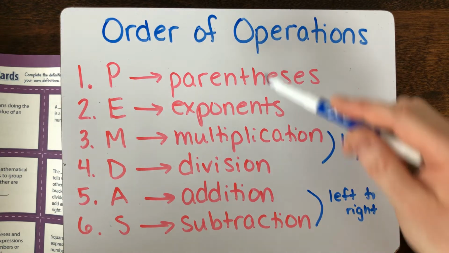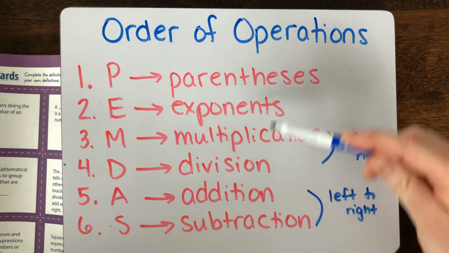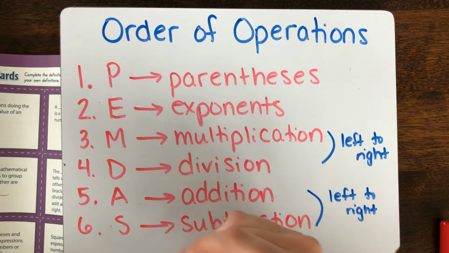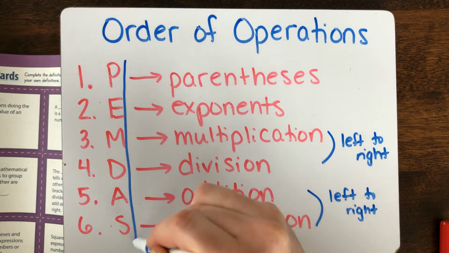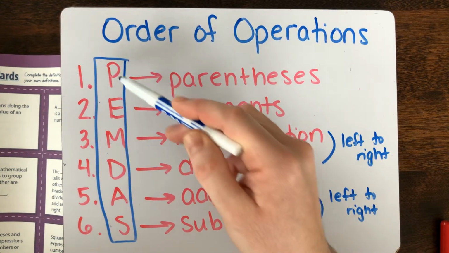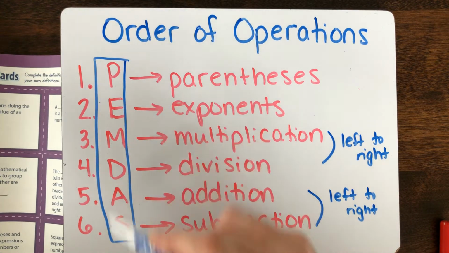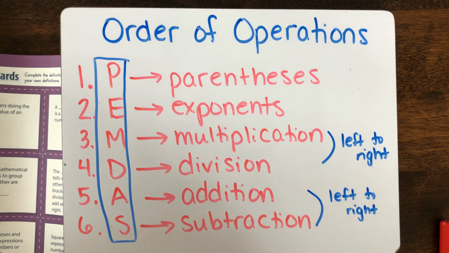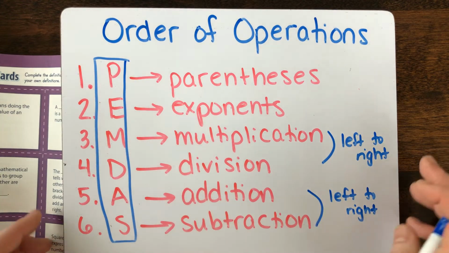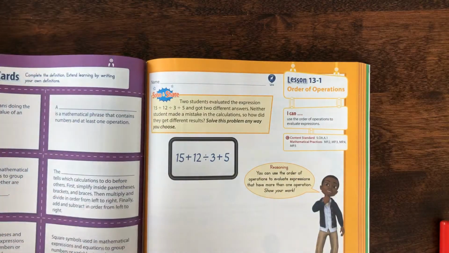These are the rules that you follow and how we like to remember them. If you look, PEMDAS. If you remember PEMDAS, you'll remember the order of operations. We'll go back to that one. Let's look now at our problem again that we solved earlier.